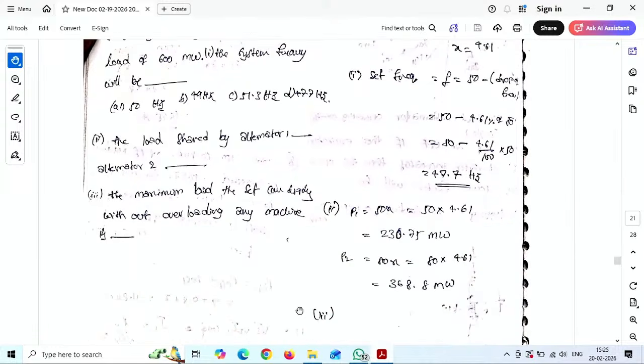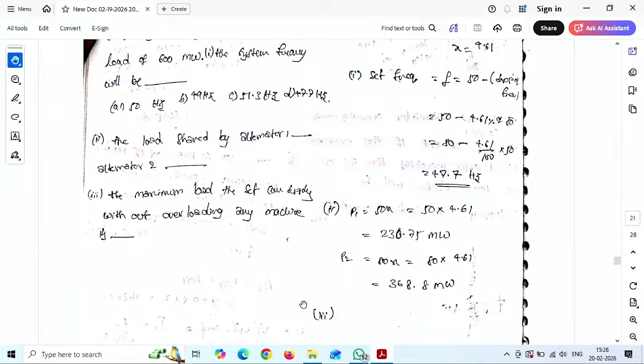Scroll up. We got X, set frequency is now 47 point, we got X value. P1 is now 230, P2 is now 368. What are the rated values, sir, that we discussed? P1 is 200, P2 is 400. But if you observe, at 600 megawatt, if you connect to this set, P1 is now sharing more than its rated. Now this is an overloading condition. Before connecting the load, naively we should calculate; this is overloading and should be avoided. We will do some other arrangement such that machines cannot be overloaded, can be underloaded or fully loaded.